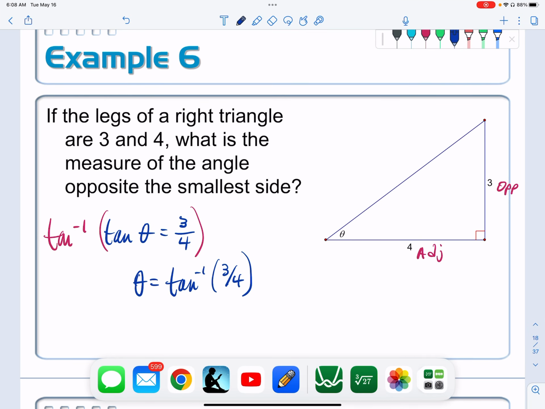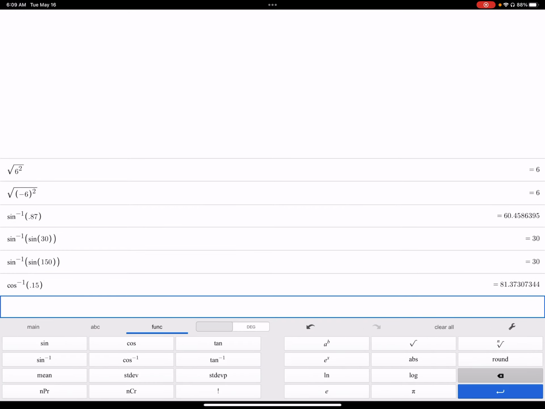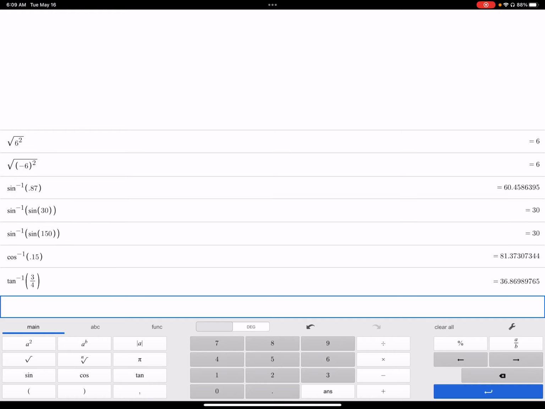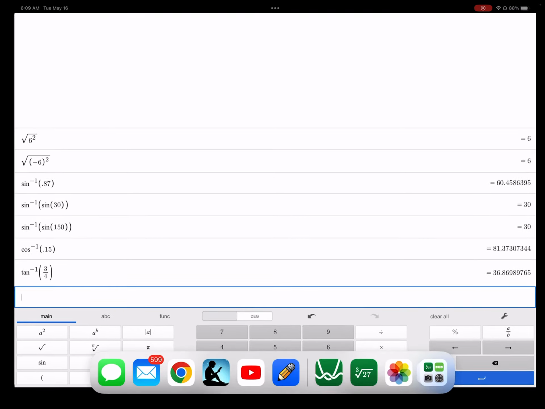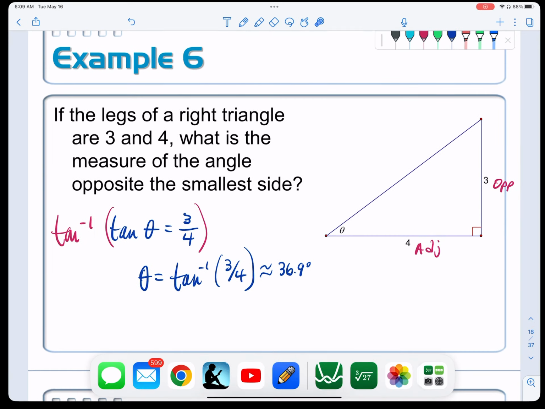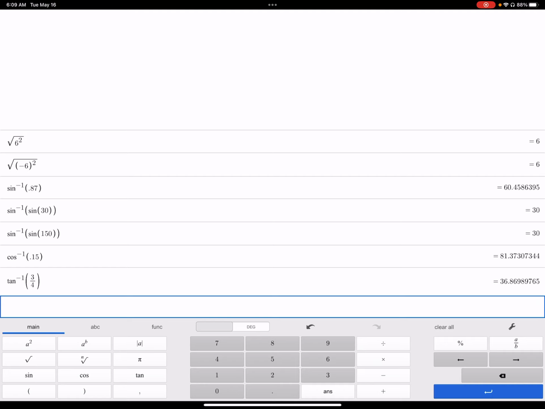Let's throw that in and see what the calculator says. And right there, enter your inverse tangent of 3 over 4. You can, of course, type that in as 0.75 if you wanted to. And we get approximately 36.9 degrees. What's interesting is that this number right here, those decimals go on and on and on forever. It's an irrational number, like the square root of 37, let's say.